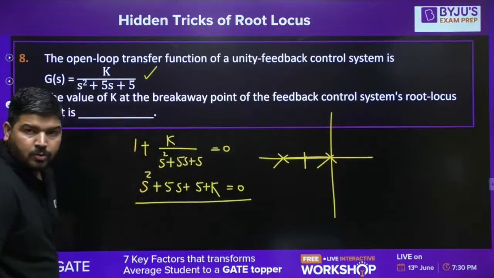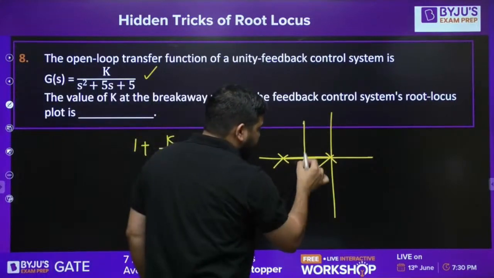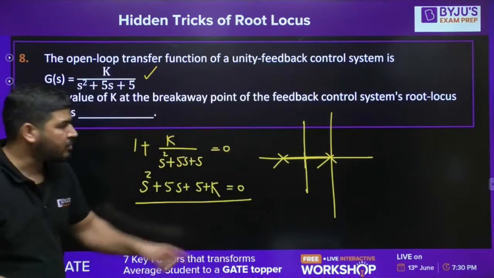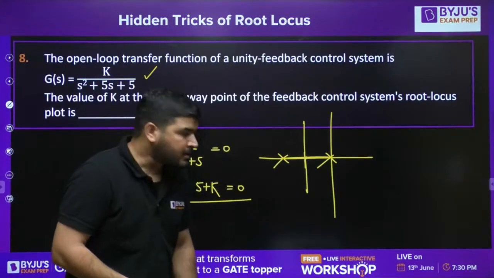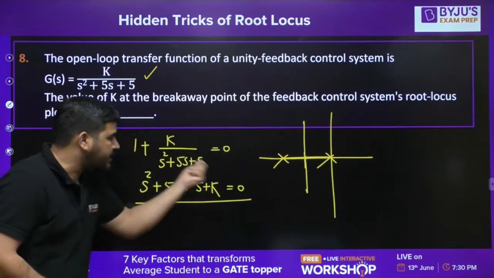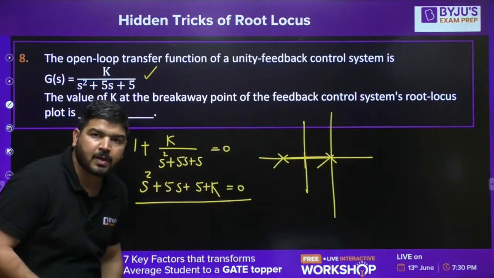Because the system contains two roots only, both the roots have the same value. They have to be at the same point. It means, for what value of K does this equation have the same roots?